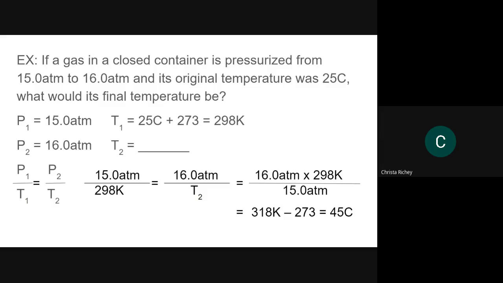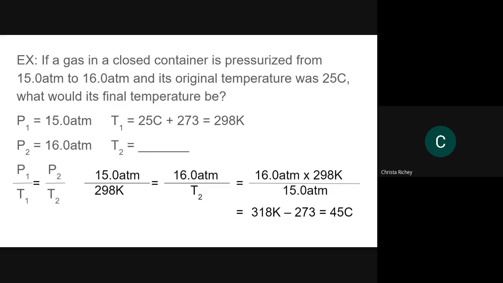This is exactly the same thing that you were doing with the first, not with a partial pressure, but Charles' law. It's a proportion, but instead of it being volume and temperature, it's pressure and temperature. Still have to get it in Kelvin. The math has to be done in Kelvin. Why? Because it doesn't work with Celsius.